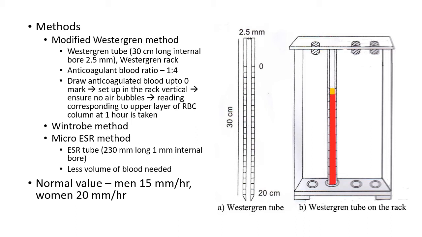And it should also be ensured that there should be no air bubbles in the blood column. A stopwatch or clock is started and the reading is taken at 1 hour. The reading corresponding to the upper layer of the RBC column in the pipette is taken. Coming to the Winthrop's method, here the procedure is more or less the same.